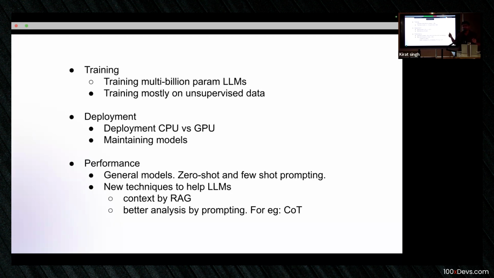Okay, so that's for training. For deployment, it's CPU versus GPU. Previously, you would train a lot of ML models on GPUs, but during deployment, you could deploy on CPU, right? So training was costly, but deployment was easy. You just had to deploy it on CPU.